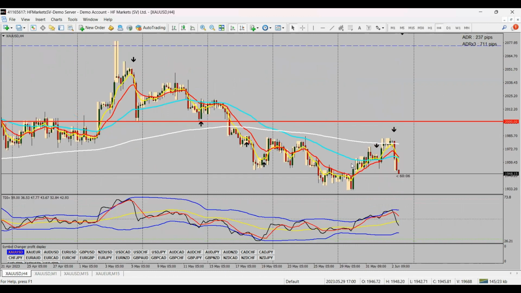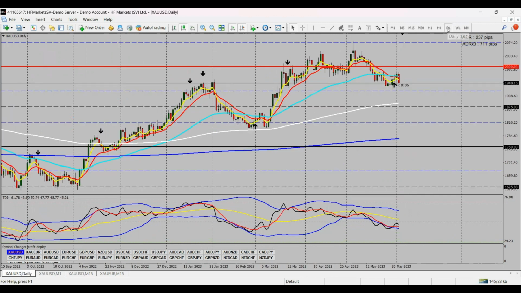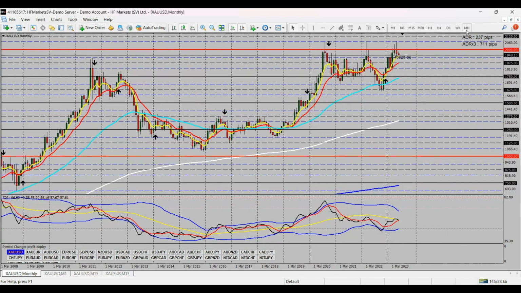So on gold, what do you see? It is an overall downtrend on the 4 hour. You can definitely capitalize on that sell. For those who are swing and position traders, definitely look at the daily, the weekly, and the monthly. That is telling us that, hey, price is in fact in an overall uptrend.